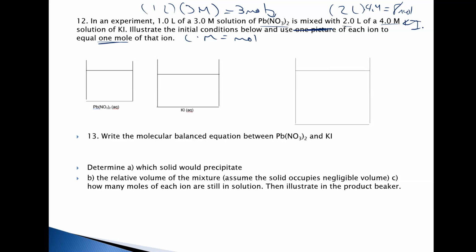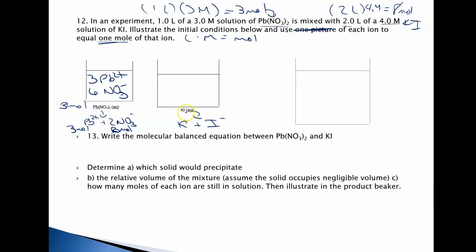But when you put them in water, let's remember our dissociation reactions. This breaks apart into Pb2+ and 2 nitrates. This one, when you break it apart in water, it turns into K+ and an I-. And for every 1 mole of Pb(NO3)2, I get 1 mole of Pb, but I get 2 moles of NO3. So if I had 3 moles of this, I'm going to get 3 moles of Pb and 6 moles of NO3. So I have 3 Pb2+ and 6 NO3- to start.